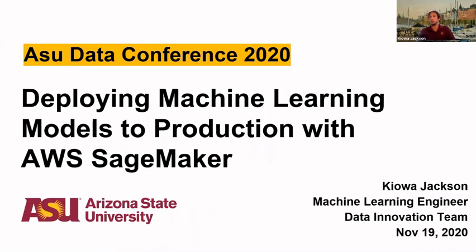So my name is Kiowa Jackson. I'm a machine learning engineer on the data innovation team. And today's topic is deploying machine learning models to production with AWS SageMaker.